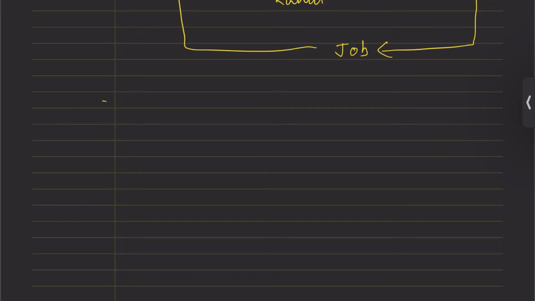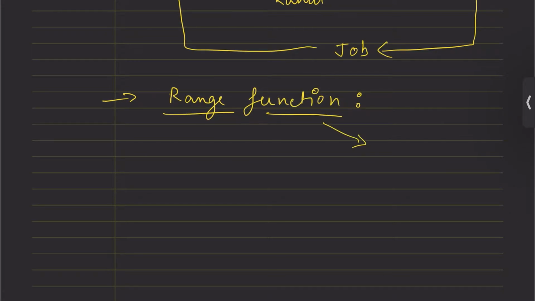Let's move on to the first topic of today's session, that is the range function. So what is the range function? First of all, let's understand something about functions: every function returns something. It varies from function to function what it will return, but every function definitely returns something.